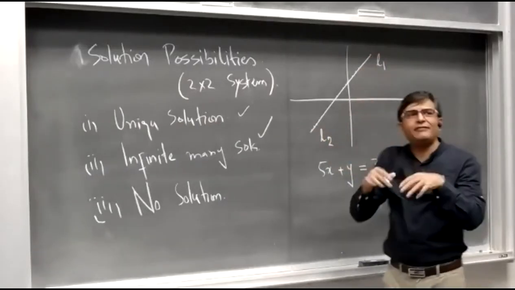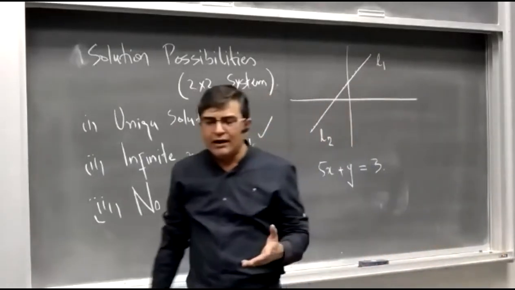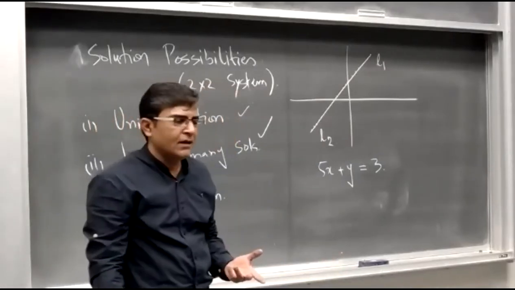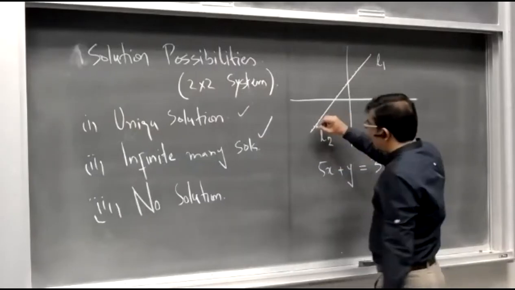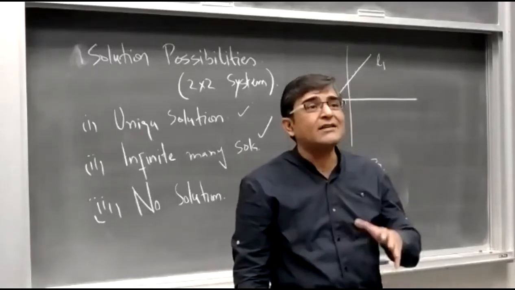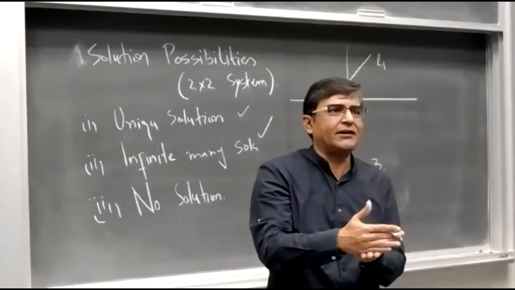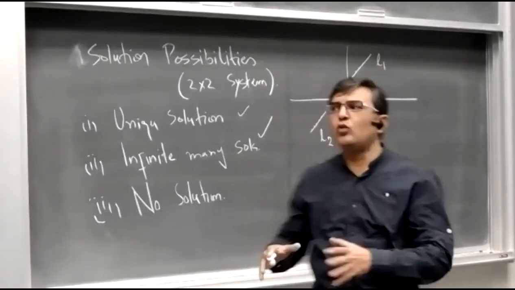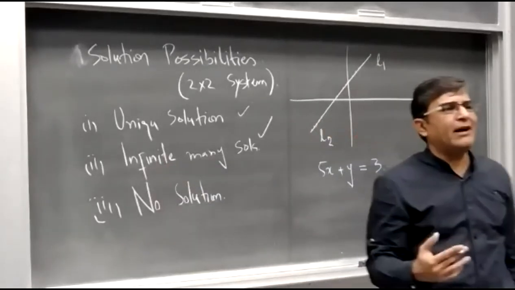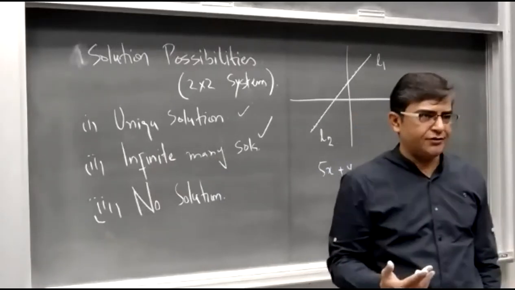In fact, it is not infinite many. It is uncountable. There is a difference between infinite and uncountable. Anything which we can count, but it doesn't end, is called infinite. But the points on these two lines are not infinite. They are uncountable. We cannot count them. We don't know what point comes next to a certain point. So we say here that we have infinite many solutions, but in fact, technically, they are uncountable solutions.